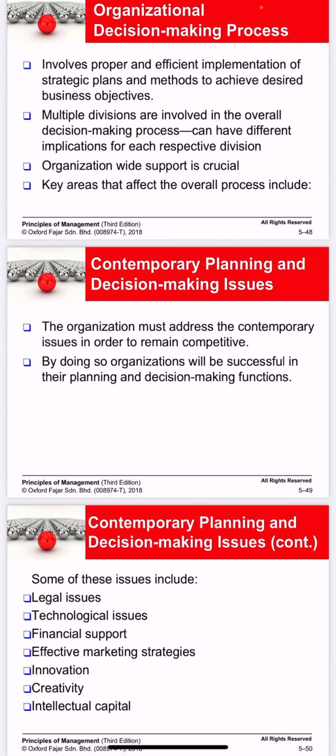So this final slide refers to the key issues in the decision-making process. Some related issues are legal issues, technological issues, financial support, effective marketing strategies, innovation, creativity, and intellectual capital.